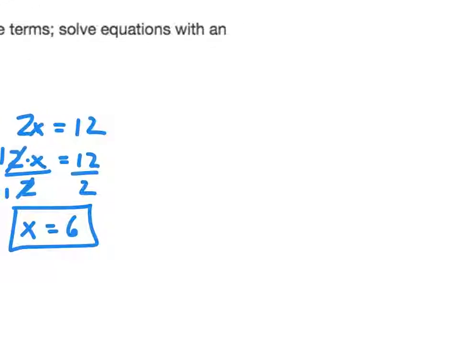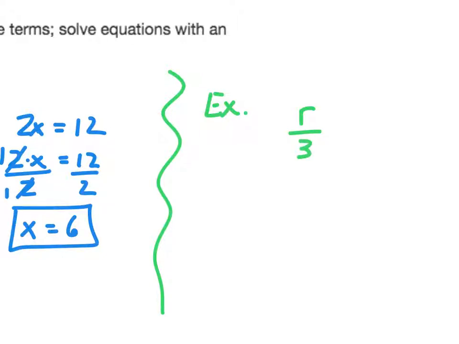The last one we'd want to do is something like this. Let's think of an example where r divided by, say, 3 gives us 7. So what we think about is some number, r, divided by 3 is going to give us 7. What's that number? If we think about it, that number is going to be 21. But let's do it algebraically.